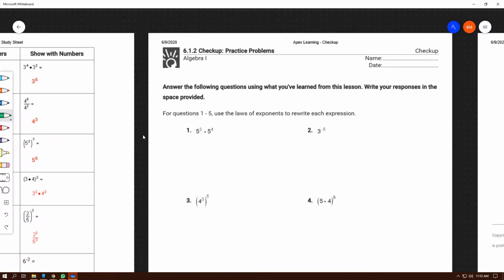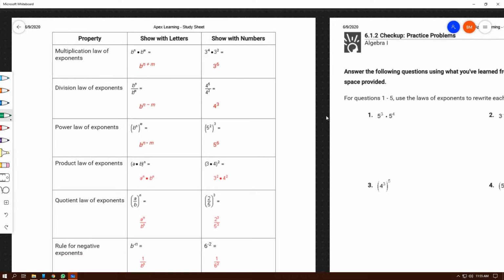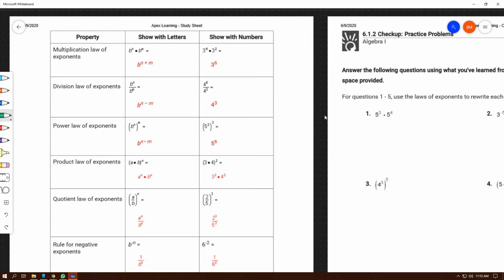So we have 5 cubed times 5 to the 4th. I want to look to see if I have a problem like that or an example like that in my laws. I go over there and look. Maybe I do. So I found the multiplication law of exponents. So when you have the same base, right? So the same base, we have b and b, or 5 and 5, and they're being raised to different exponents. They're being multiplied. We go ahead and add them.